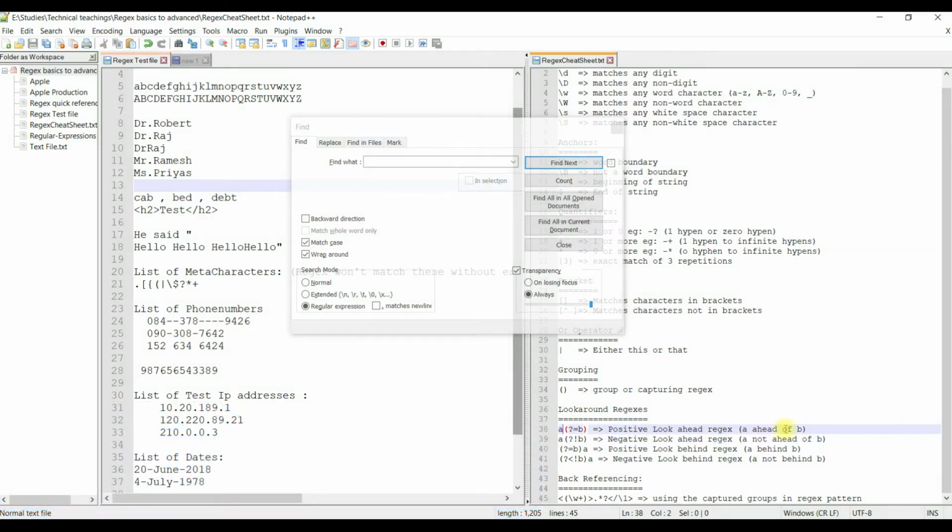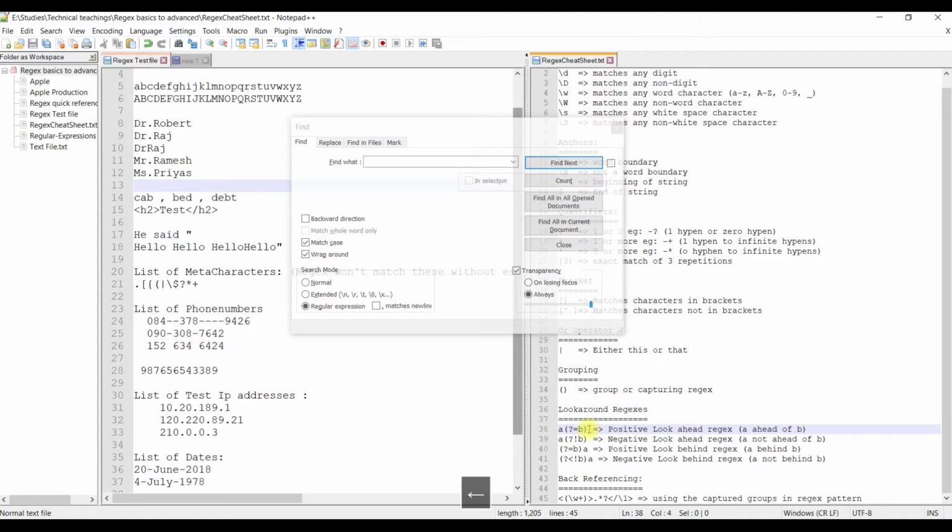This means A ahead of B. That is what positive look ahead regex is. If A is not ahead of B, it's negative look ahead regex. These are the patterns which we have to use. So in case you want to check look ahead regex for positiveness, you have to put the character which you want, and inside the round bracket you have to put a question mark followed by an equal sign and the character ahead of which our character is present.